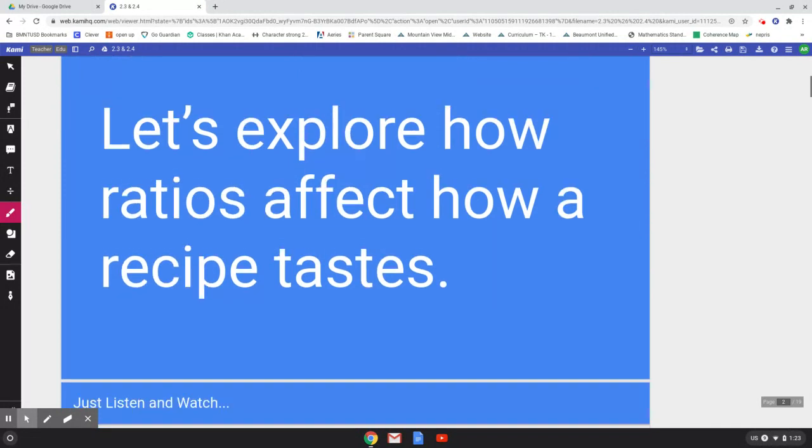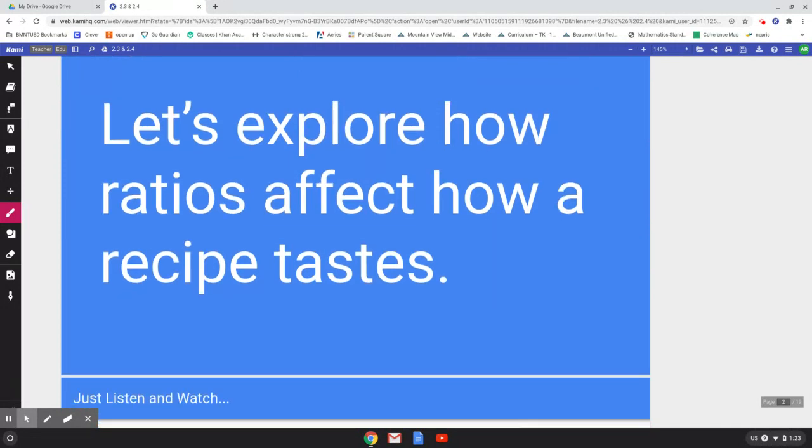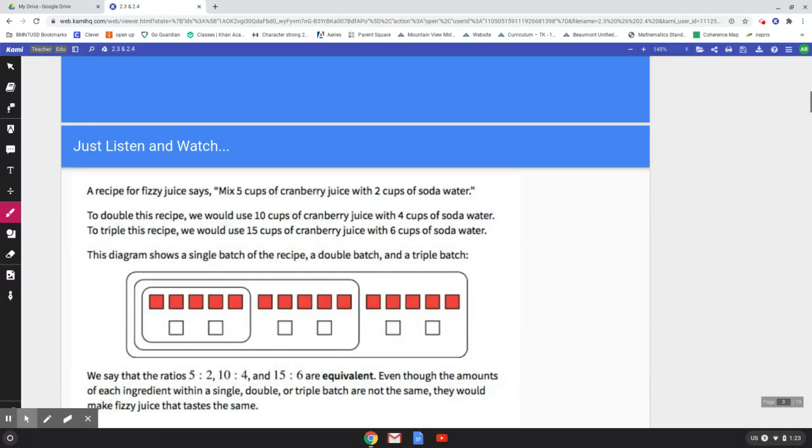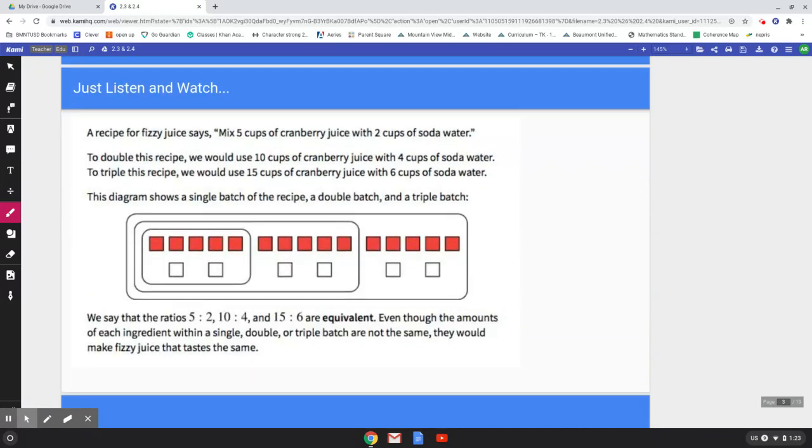It says, let's explore how ratios affect how a recipe tastes. So you are just listening and watching. A recipe for fizzy juice says mix 5 cups of cranberry juice and 2 cups of soda water. To double this recipe, we would use 10 cups of cranberry juice and 4 cups of soda water. So this cranberry juice would double, and so would this water.